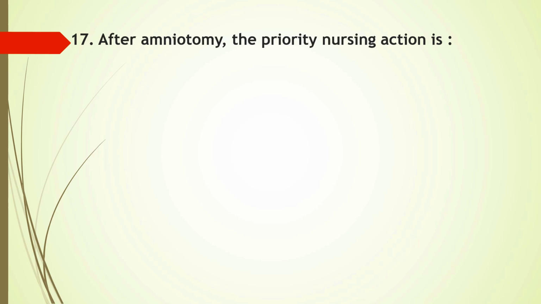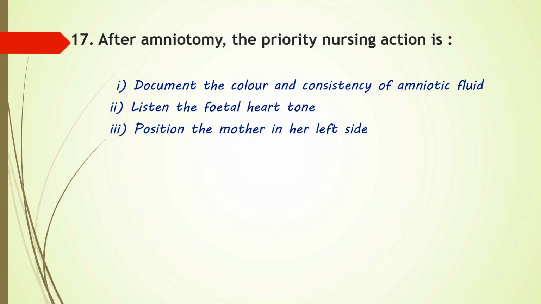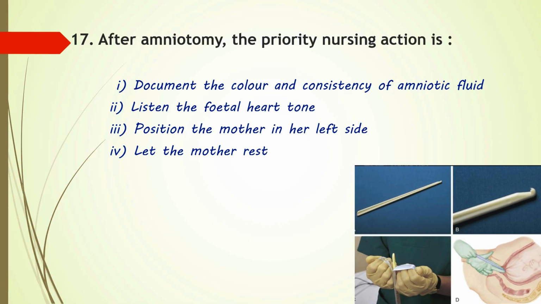Question number 17. After amniotomy, the priority nursing action is. Option 1, document the color and consistency of amniotic fluid. Option 2, listen to the fetal heart tone. Option 3, position the mother on her left side. Or option 4, let the mother rest. Yes, amniotomy, also called artificial rupture of membranes or breaking the water, is a medical procedure where a healthcare provider intentionally ruptures the amniotic sac using a specialized thin hook. So after the amniotomy, the priority nursing action is to listen to the fetal heart tone. So here option 2 is the correct answer.